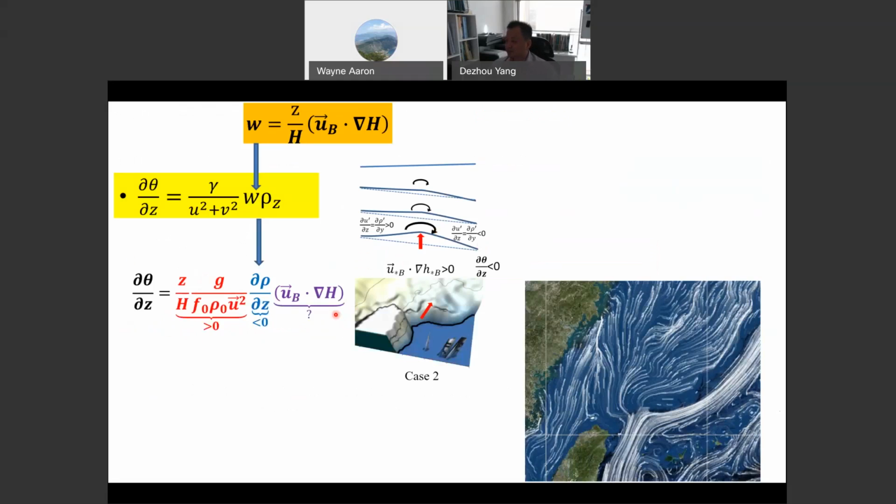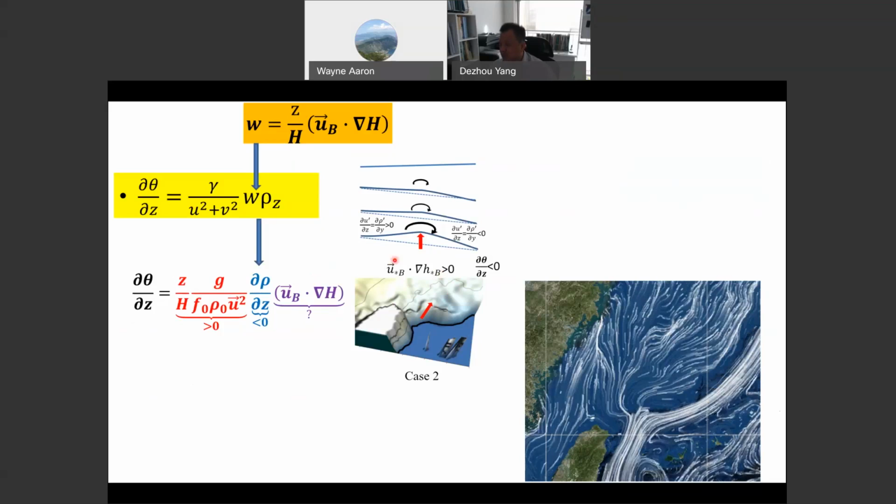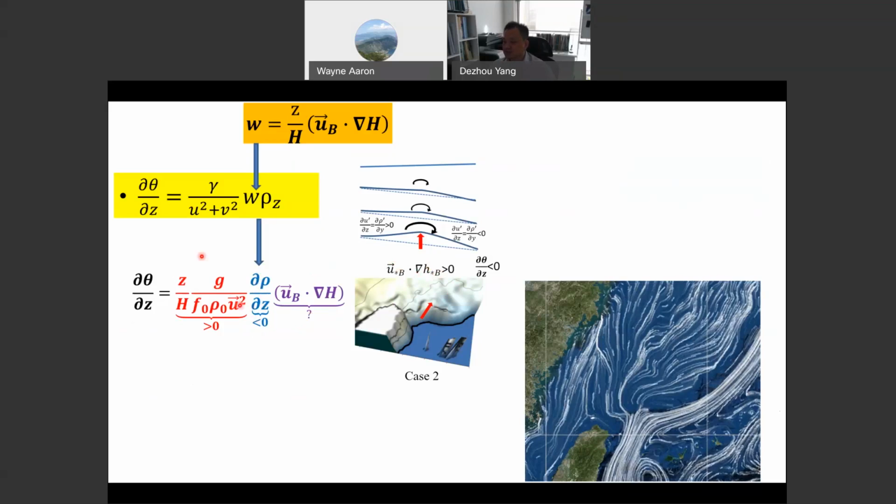What does it mean? For example, in this area, northeast of Taiwan, the Kuroshio meets the shelf break. So this term in this area is positive. It means very strong upwelling. This term is positive. The stratification, we assume, is stable. So this term is negative, and this term is positive. So the partial theta, partial z is negative.